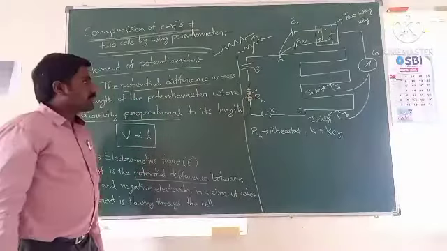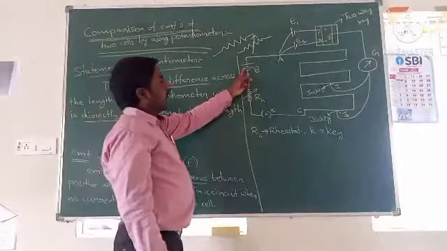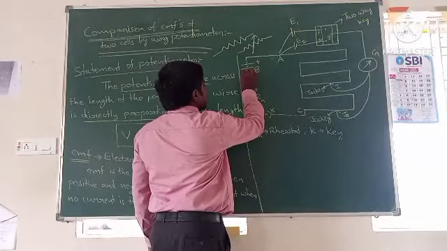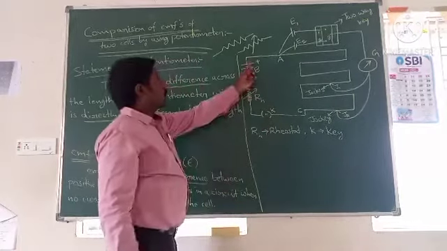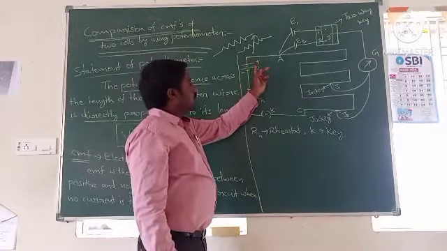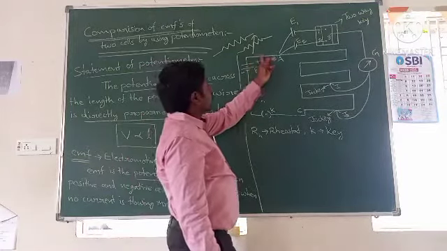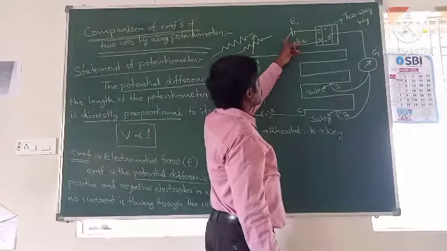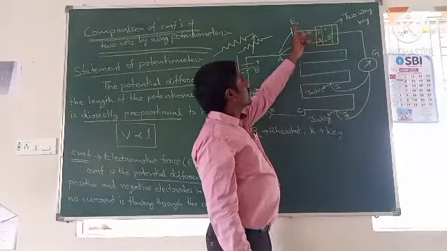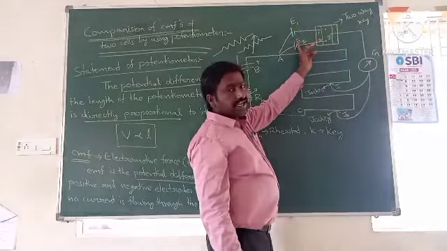And working is, when the cell is on, then what happens? This is the positive terminal and this is the negative terminal of the cell. This is the positive electrode and this is the negative electrode. Now, when the cell is on, current flows through this one. So, depending on the two-way key position, the current flows either through E1 or through E2.